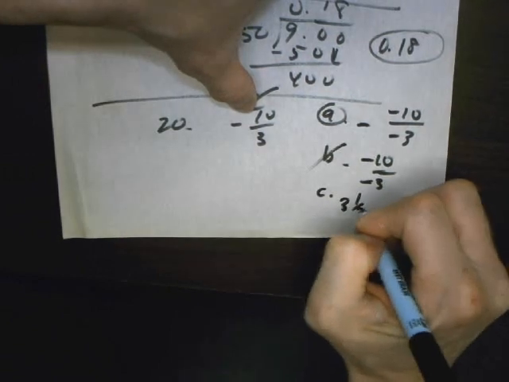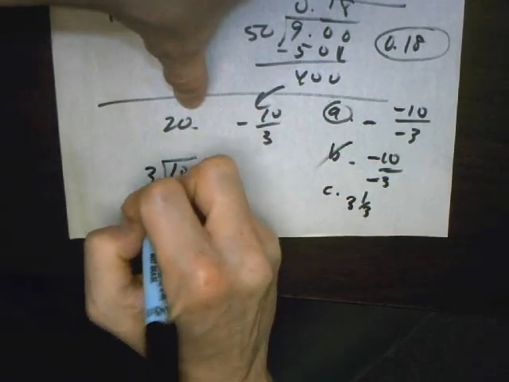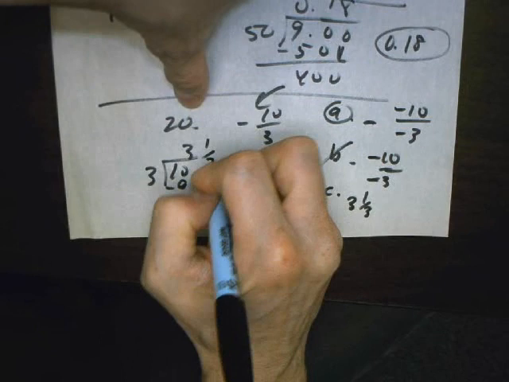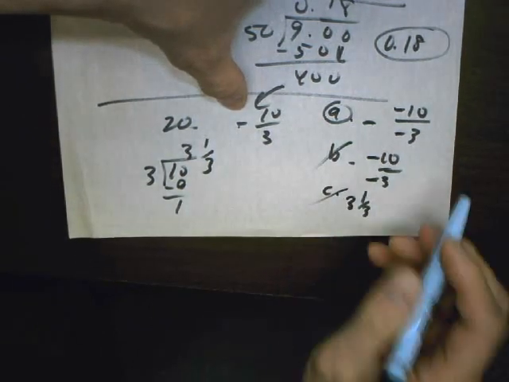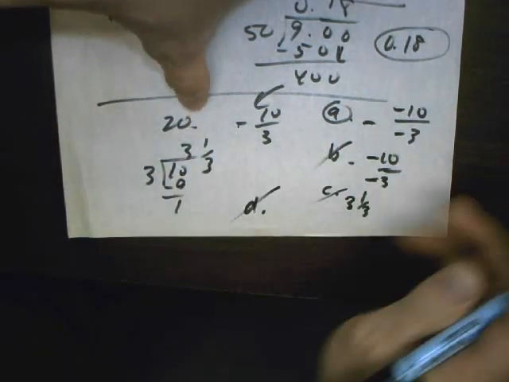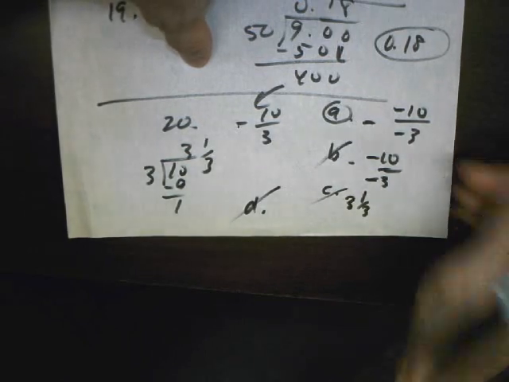C says 3 1/3. Well, if I took this and I divided in and out, I would get 3 1/3, but this is negative, this is not, so it can't be that. And D, if I divide, I don't get 1 point whatever, so that doesn't work. So the answer had to be A.